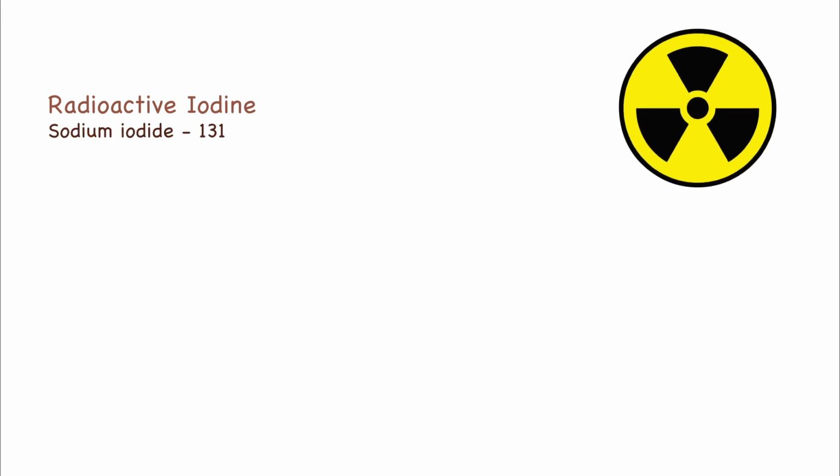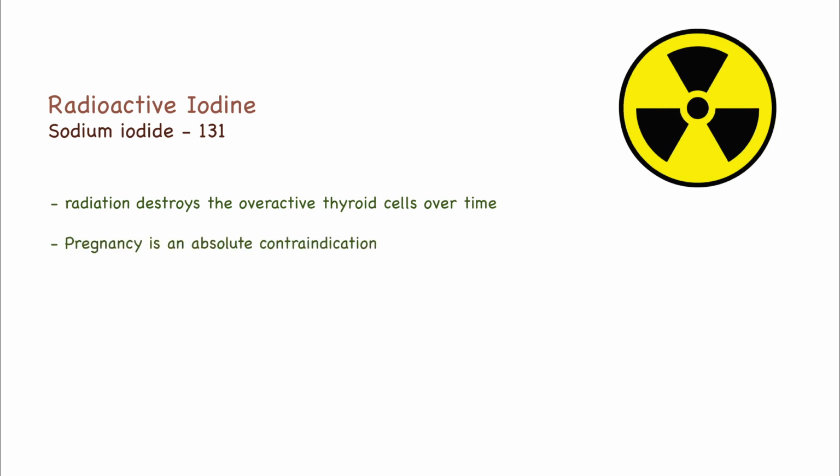Now we have radioactive iodide, like sodium iodide, which is an oral liquid that concentrates in the thyroid. Since the thyroid needs iodine, the thyroid takes the radioiodine into the thyroid cell, and the radiation destroys the overactive thyroid cells over time. This causes the thyroid gland to shrink. Pregnancy is an absolute contraindication to this. Beta blockers are primary adjunctive therapy.